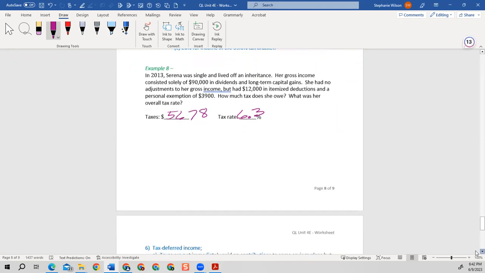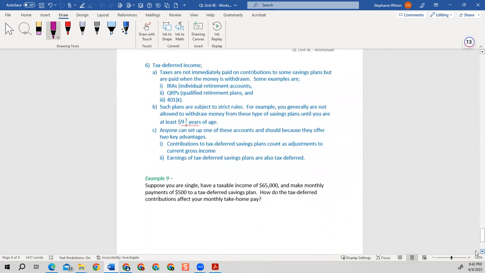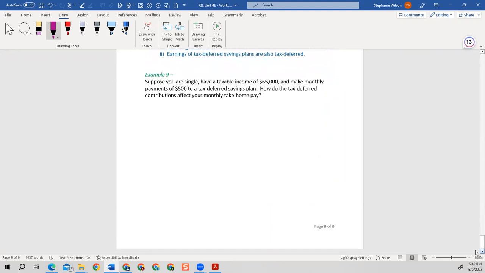All right, I believe we have one more to go, and let's get that knocked out of here. You could pause this and read over that blueprint. Suppose you are single and have a taxable income of $65,000 and make monthly payments of $500 to a tax deferred savings plan. How does the tax deferred contribution affect your monthly take home? So we go back to that table and we find the margin that they fall in. And in this case here it was the 25% margin.